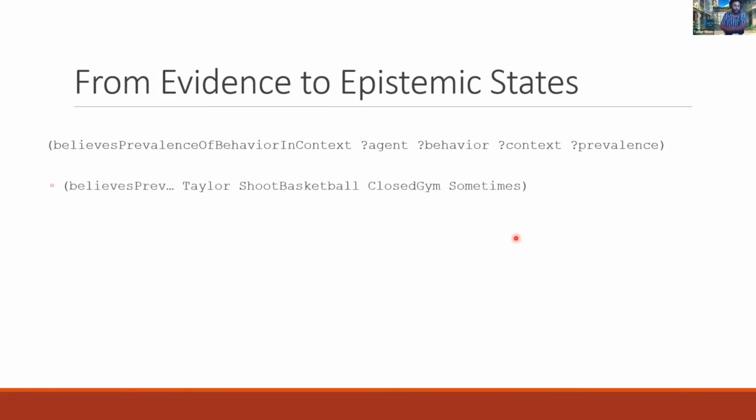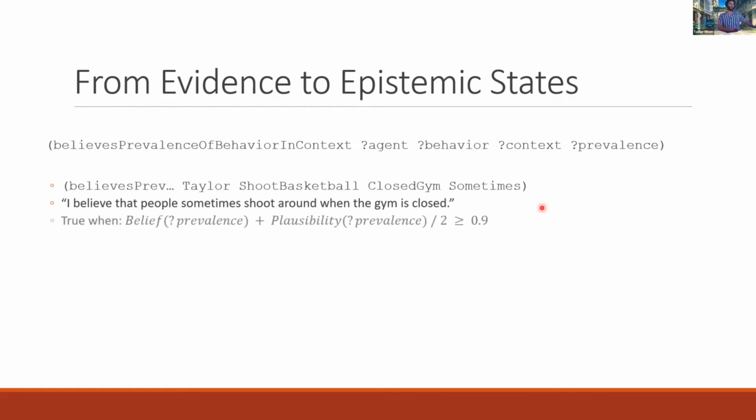So an example from my own experience, right? As an undergrad on the basketball team, we would often shoot in the gym, no matter if it was closed, right? So we would sometimes shoot in the gym, even when it was closed. And this would be the representation of my epistemic state. I believe that shooting a basketball in a closed gym happens sometimes, right? And this epistemic state is computed when the average between the lower limit of the confidence interval and the upper limit is greater than or equal to 0.9, right? So based on my body of evidence, I have enough evidence for the fact that this is my epistemic state and this is true.